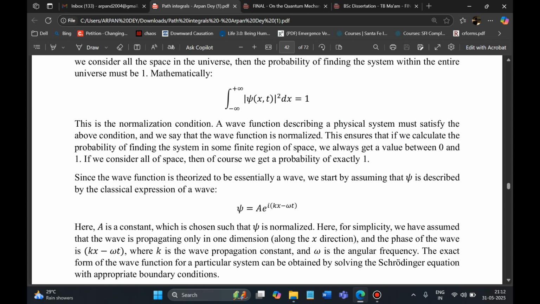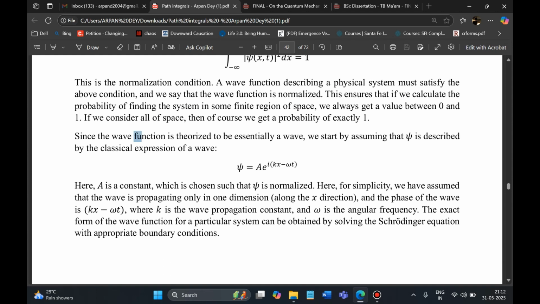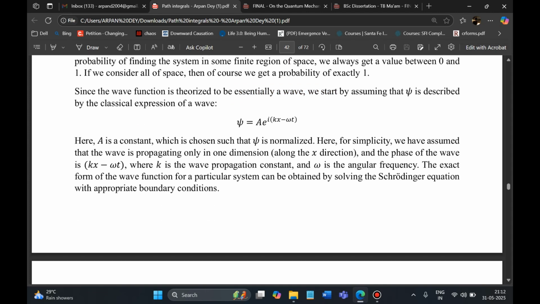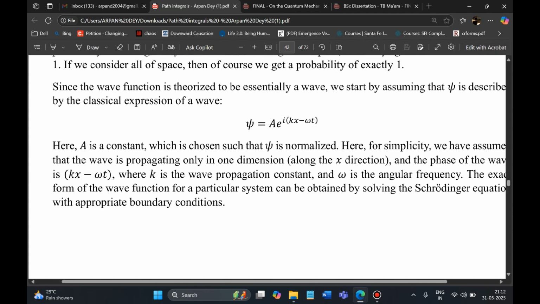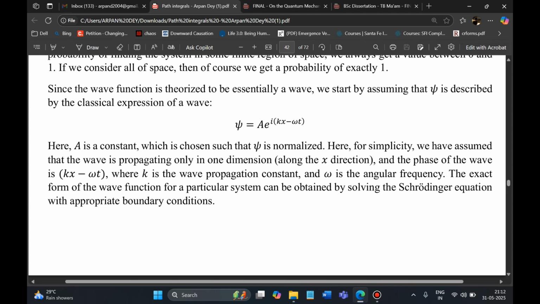But even if we don't consider all of space, the value must lie between 0 and 1. It cannot go above 1 and it cannot come below 0. Since the wave function is theorized to be essentially a wave, we start by assuming psi to be described by the classical expression for a wave, that's A e to the i(kx minus omega t). So here, for simplicity, we have assumed a one-dimensional system.